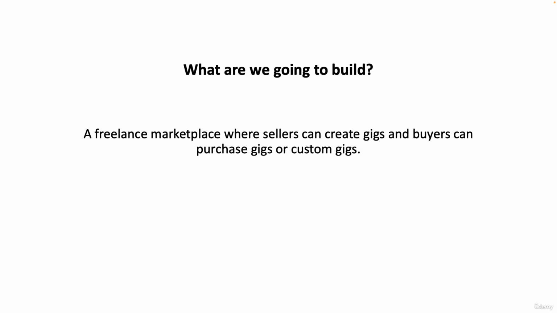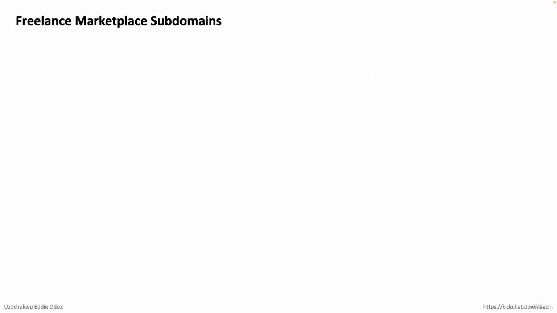Now let's talk about the services that we are going to have, or the subdomains. So the freelance marketplace we are going to build, what are the subdomains? When I say subdomains, I mean the different services that we are going to have. We are going to have an API gateway. The API gateway will be like the entry point to the microservices. It's going to be a microservice on its own, but it's what will establish communication between the client and our microservices.